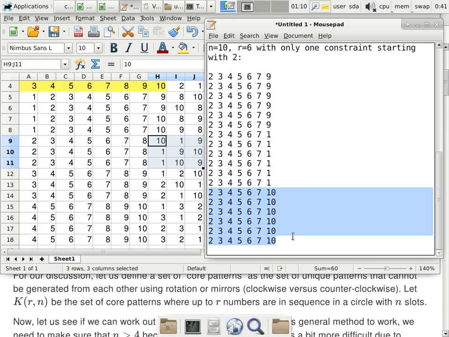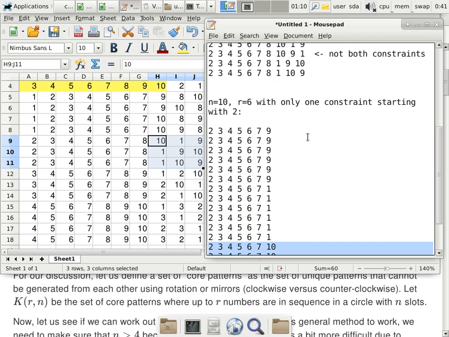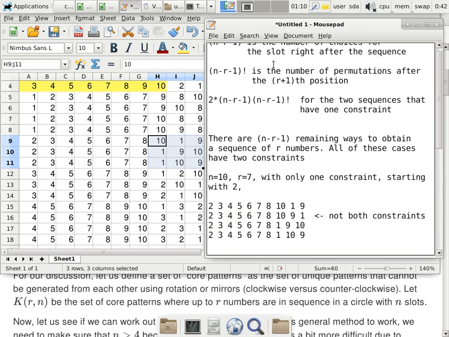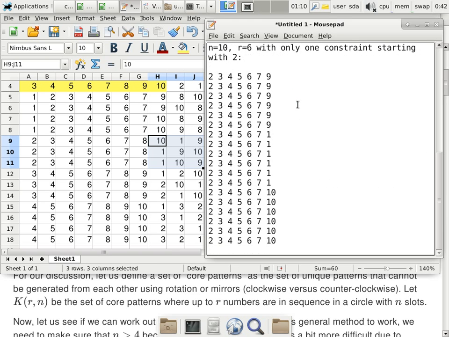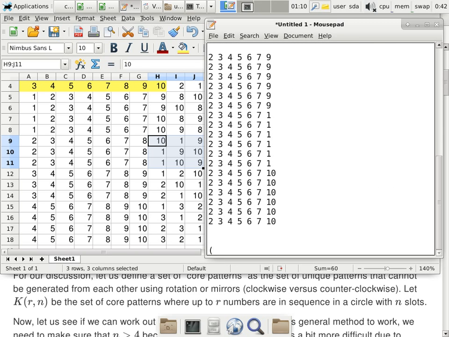Okay? So when we go back to the equation, which looks like this, we have to now say the total number of cases that will meet our requirements is going to be n minus r minus 1 times n minus r minus 1, the factorial of that. But we have to subtract the ones that do not meet both requirements.